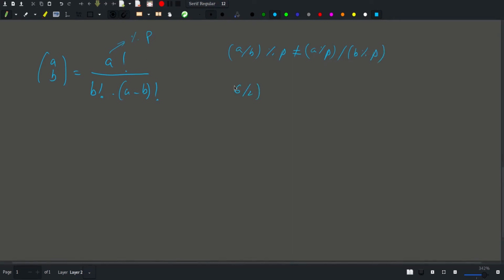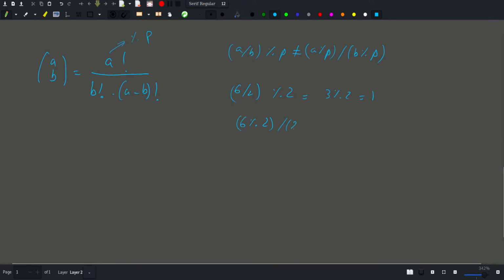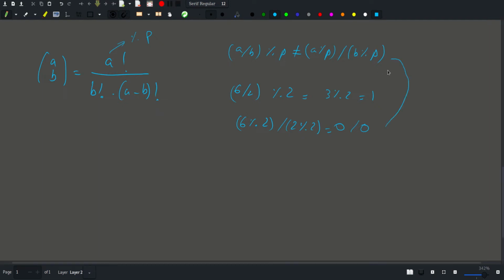So for example, 6 divided by 2 mod 2 is equal to 3 mod 2, which is equal to 1. Whereas if we were to calculate it this way, we'll get 6 mod 2 divided by 2 mod 2. And 6 mod 2 is 0, divided by 2 mod 2, which is also 0, will give us an undefined form. So we deduce that this formula is not correct.